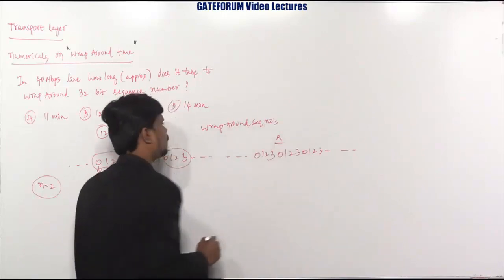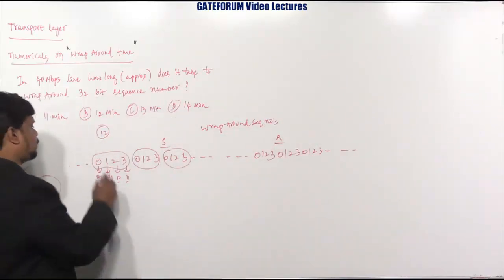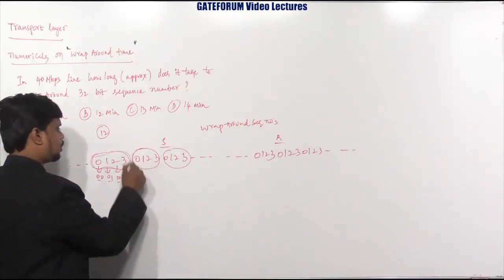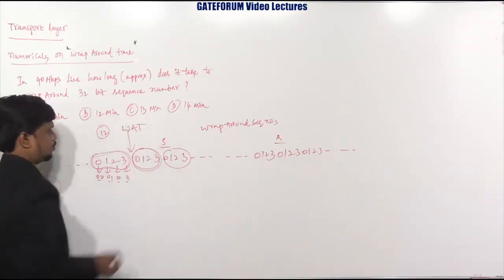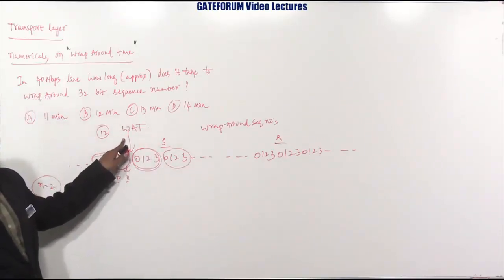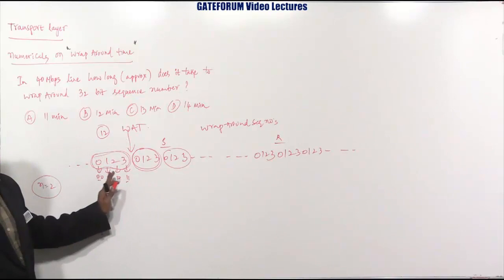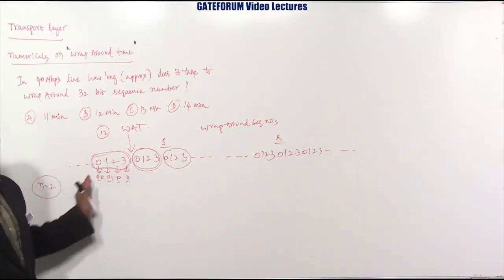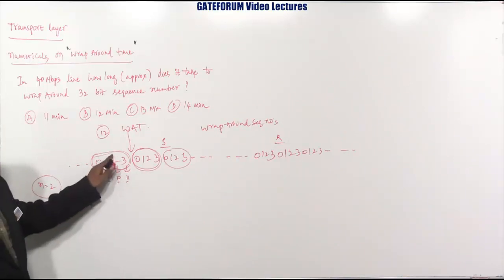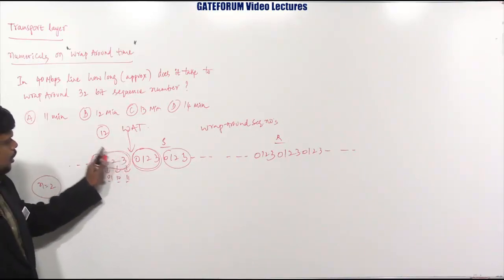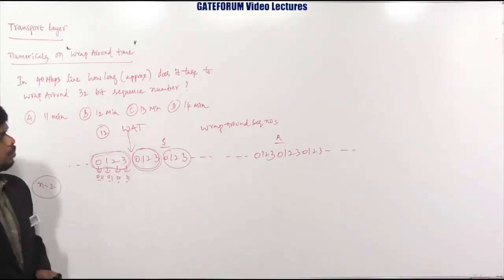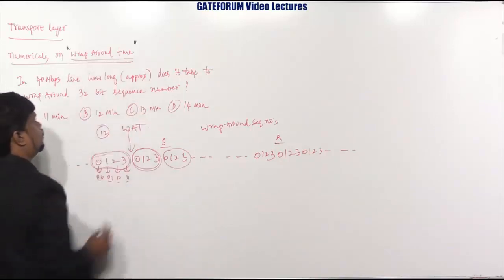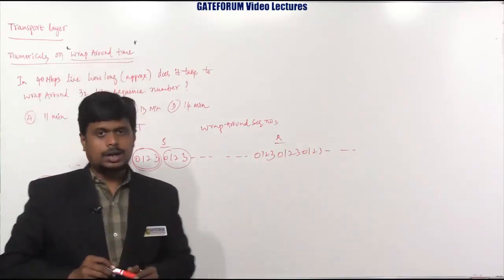All these sequence numbers are said to be wraparound sequence numbers. After generation of one set of sequence numbers, to generate the next set it takes some time, which is called wraparound time. So wraparound time is the time used to generate the same set of sequence numbers after generation of one set of frame sequence numbers. One set of sequence numbers is already generated here. To generate the same set again, there is some time consumed, and that time is called wraparound time. So this is the definition of wraparound time. And how can we calculate wraparound time here?